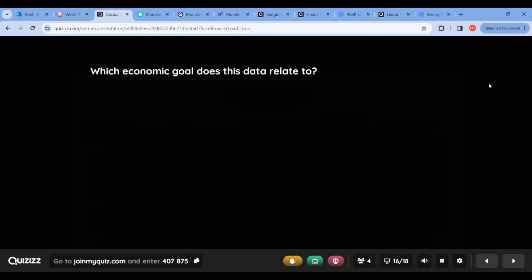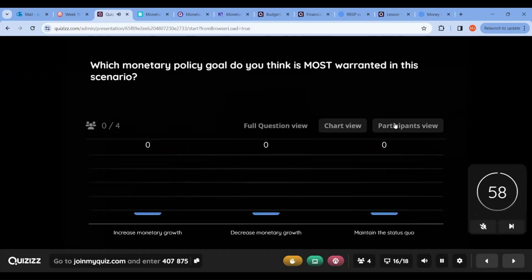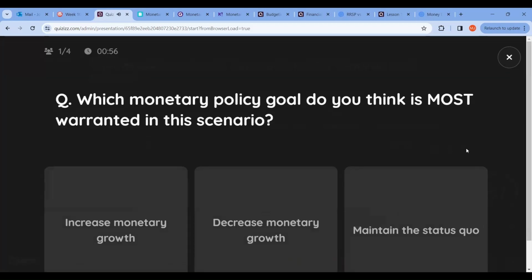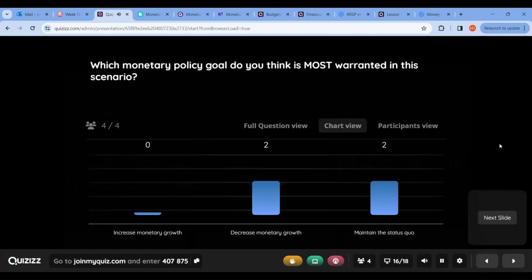Price stability, yes. So which monetary policy goal do you think is the most warranted in the scenario? What can you do to solve this inflation problem? So yeah, decreased monetary growth, I would say, is what I would do.